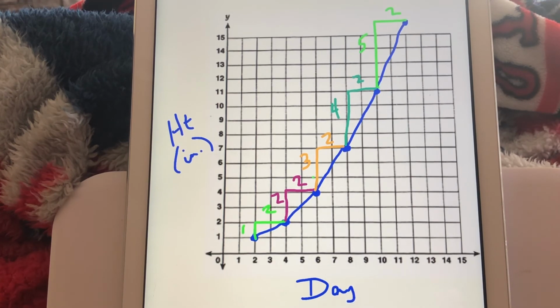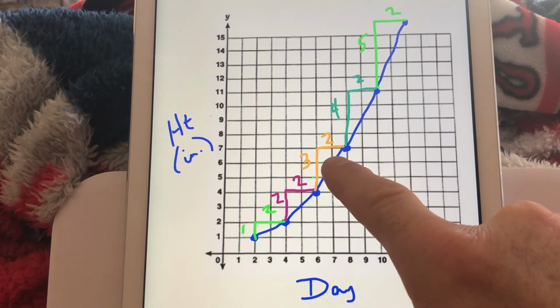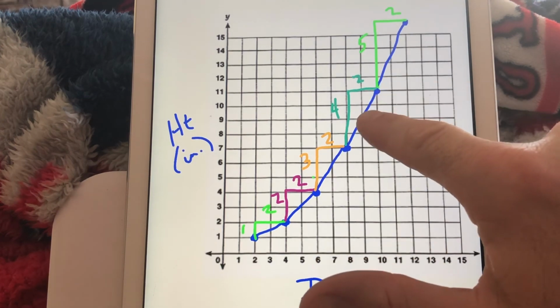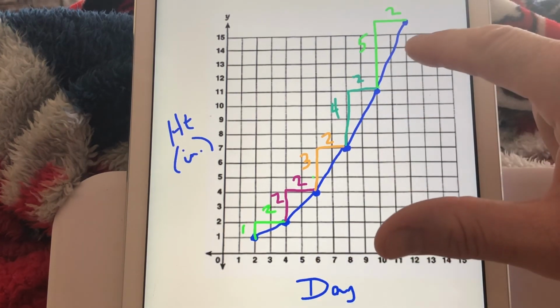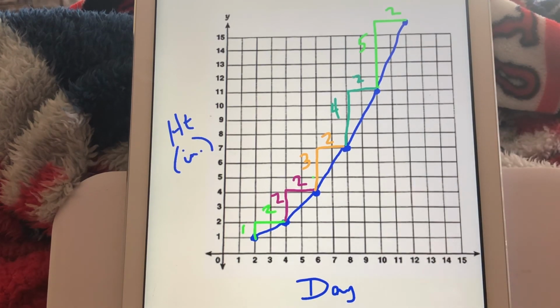Okay, so you can see this plant is growing more and more as the days pass by. Eventually, that'll slow down, okay? But over the first couple of weeks here, it progressively grows faster and faster, from 0.5 inches per day from day 2 to 4, to 1 inch per day, to 1.5 inches per day, to 2 inches per day, and finally, for the purposes of this information, 2.5 inches per day from days 10 to 12. Okay, so that's how you determine rate of change from a graph.